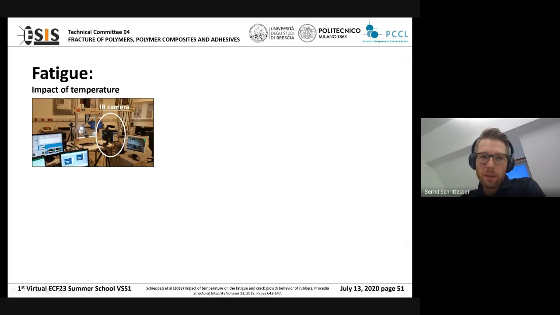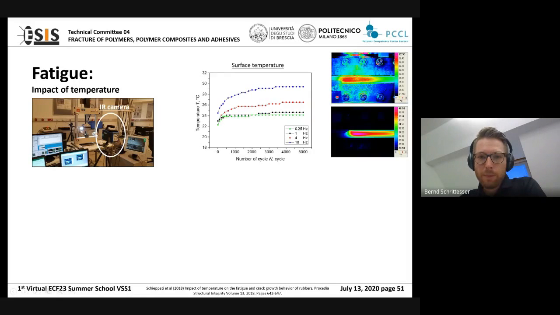have now this IR camera and we are directly monitoring the temperature during the fatigue tests. And what you can see is that with an increasing frequency, you have a clear increase of your temperature during your fatigue test. And what you see here on the right side are two pictures where the temperature profile directly in front of your crack tip is developing during the test.